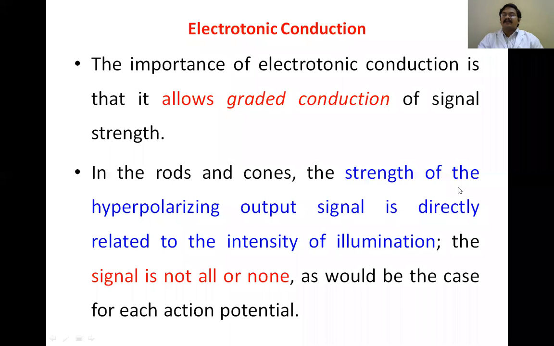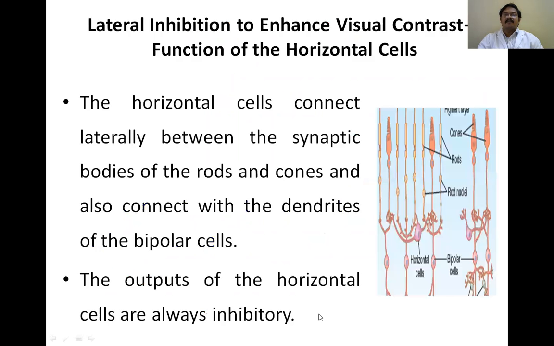In rods and cones, the strength of the hyperpolarization output signal is directly related to the intensity of the stimulus. The signal is not all or none, whereas the action potential obeys the all or none phenomenon. This is the advantage of electrotonic conduction. It allows graded conduction of the signaling of the stimulus, and the strength of the hyperpolarization output is directly related to the intensity of illumination. That signal is not an all or none phenomenon.